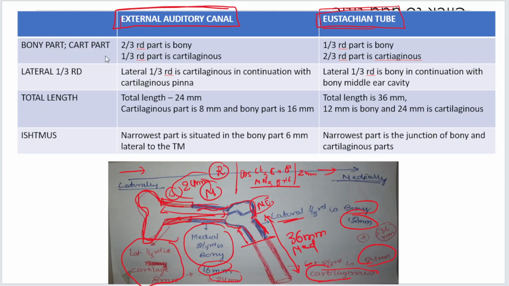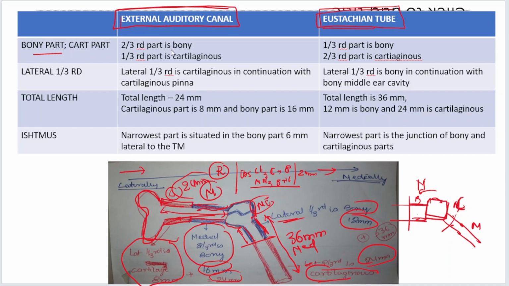So this is what is said here. If you have a doubt anytime, which one is bony, which one is cartilaginous, just draw the middle ear. From the middle ear you have the external auditory canal. What is connected to the external auditory canal? The medial part of the external auditory canal will be bony. And if you draw the eustachian tube also here, what is connected to the middle ear is the lateral 1/3 of the eustachian tube. This is the medial 2/3 of the eustachian tube. So this is 2/3, it is cartilaginous. This is 1/3, it is bony.